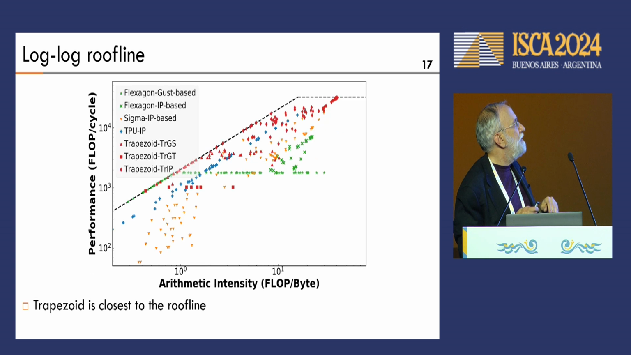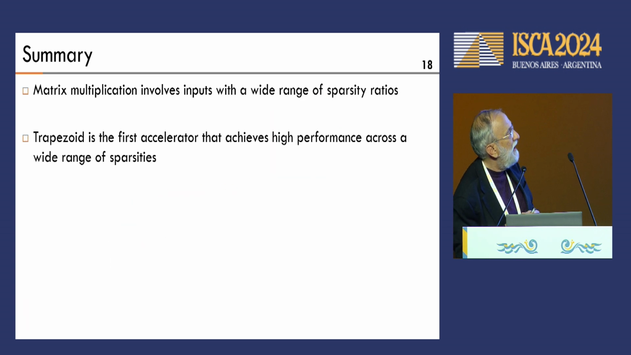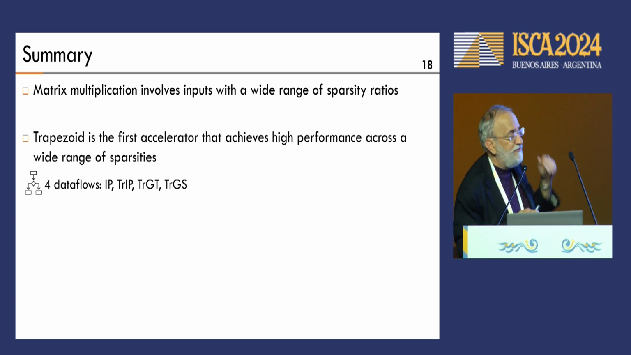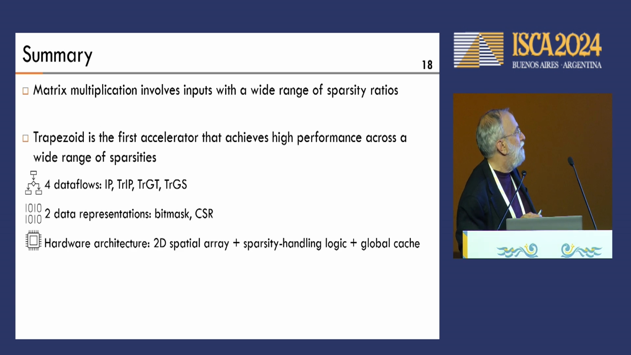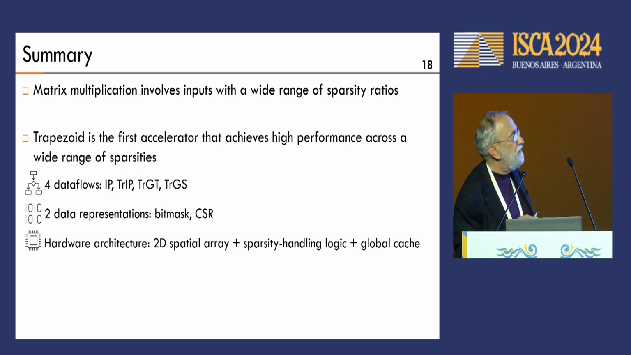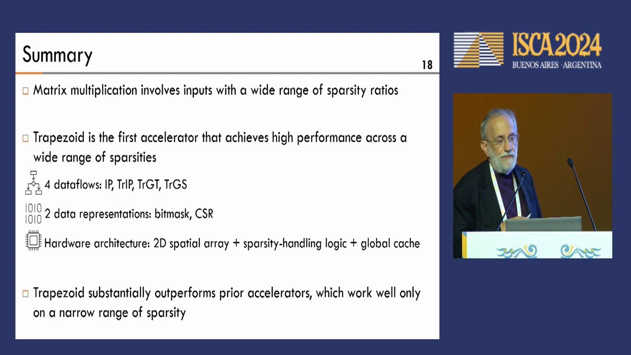I'm going to skip to conclusion. Trapezoid is the first accelerator that achieves high performance across a wide range of sparsities. It uses 4 distinct data flows, 2 data representations, and a hardware architecture based on a 2D array. It does well. Thank you.